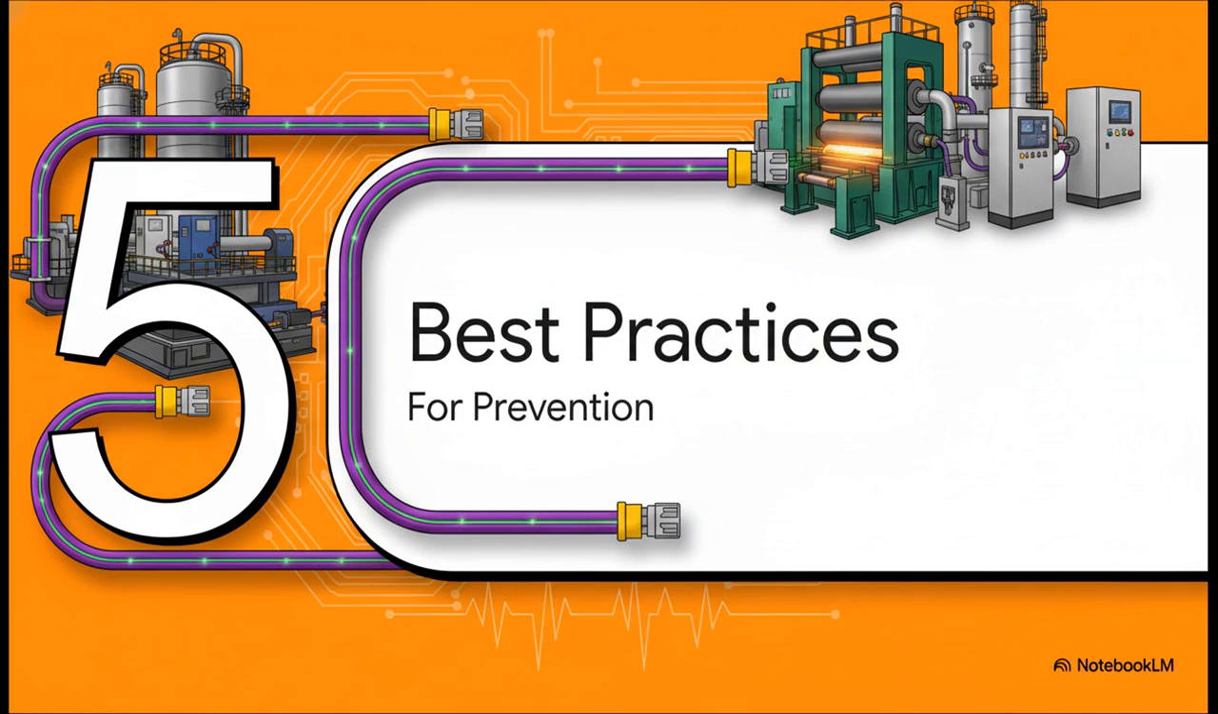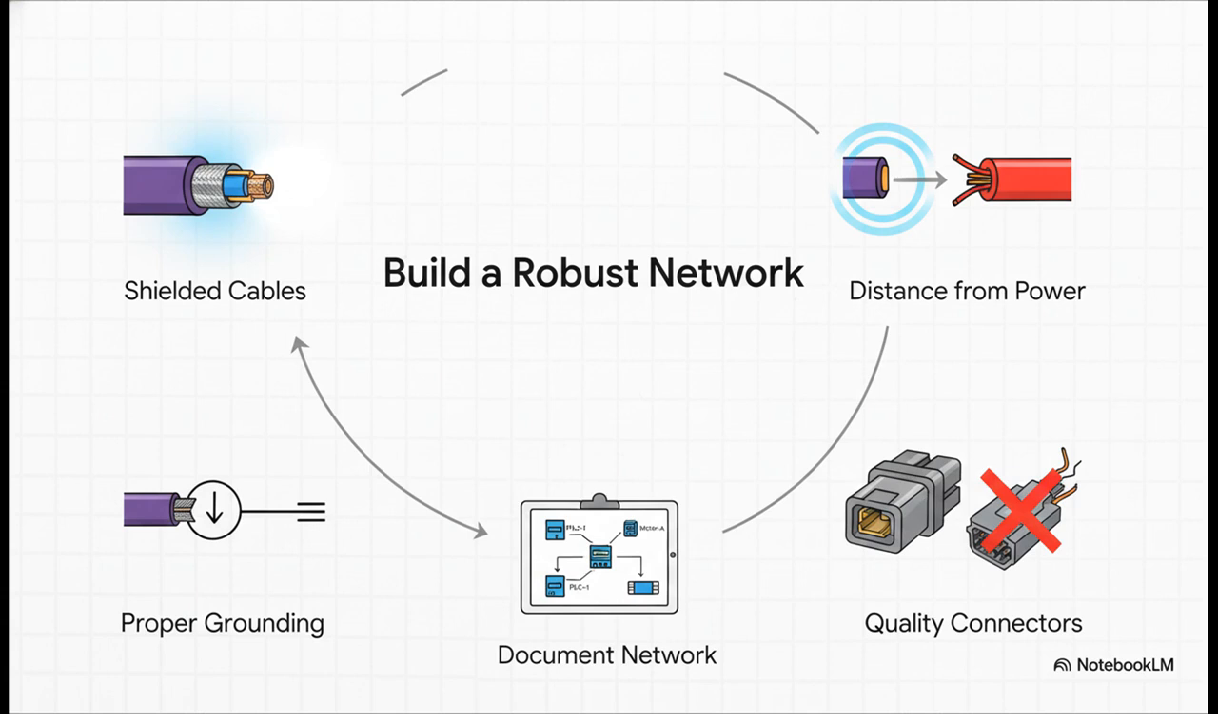Of course, the best way to fix a problem is to prevent it from ever happening in the first place. A bulletproof network is built on a solid foundation of best practices right from day one. So, how do you build that rock-solid network? It's pretty straightforward. Always use the proper purple shielded PROFIBUS cable. Make sure that shield is grounded correctly. Keep your network cables physically separated from high-voltage power lines. Electrical noise is a killer. Don't cheap out on connectors. They are such a common point of failure. And finally, please, document your network. A simple spreadsheet with device addresses and locations will be a lifesaver down the road.